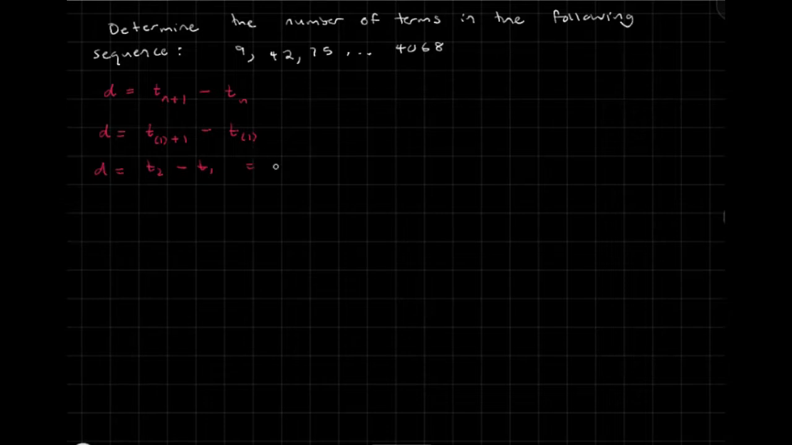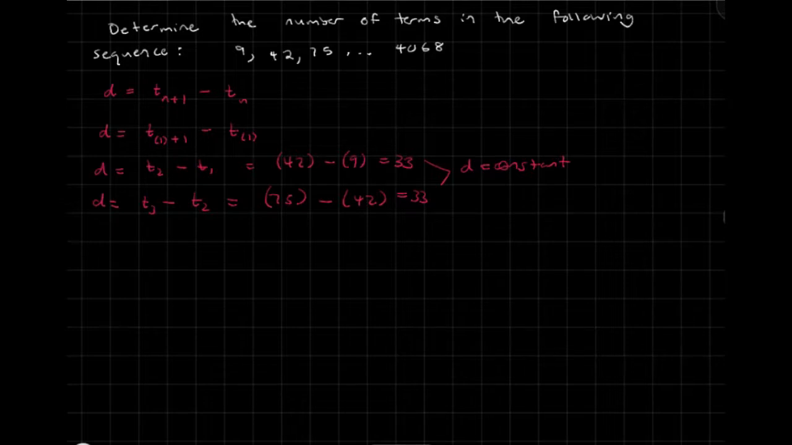If I test these values, we get 42 minus 9, which is 33. I'm going to do a similar test with t3, its subsequent term to t2. We get 75 minus 42, which is also 33. So this tells us that d is constant. If d is constant, we have a common difference that is present, and as a result, this is therefore an arithmetic sequence. So this is a way we can verify that this is truly an arithmetic sequence.